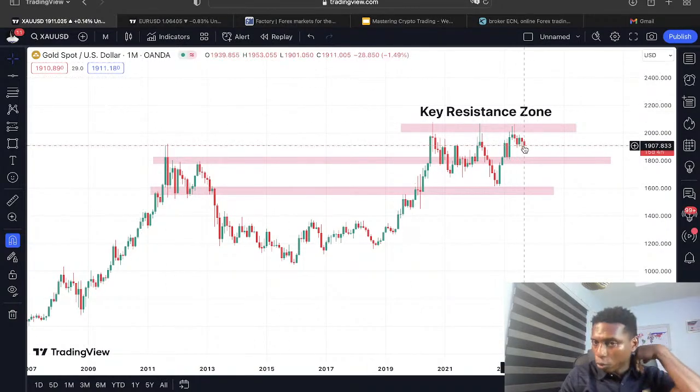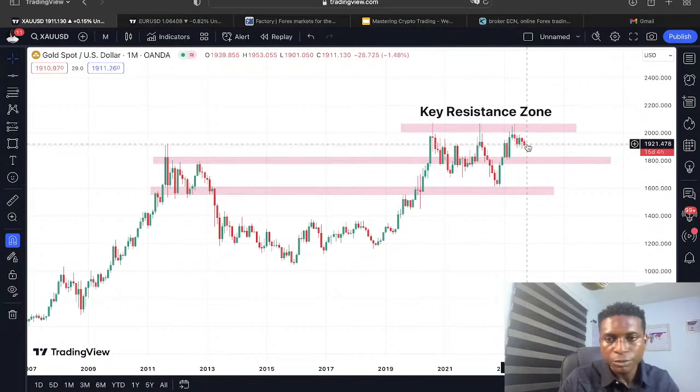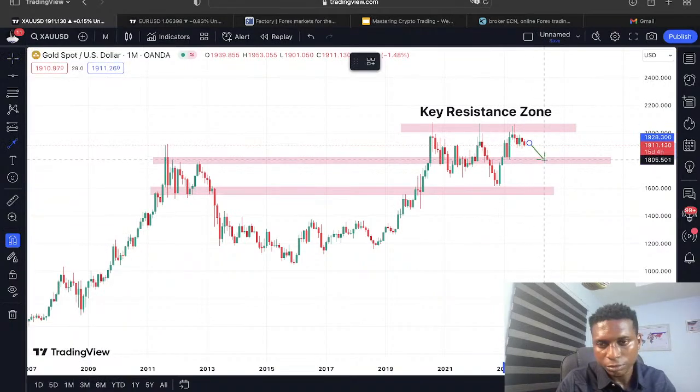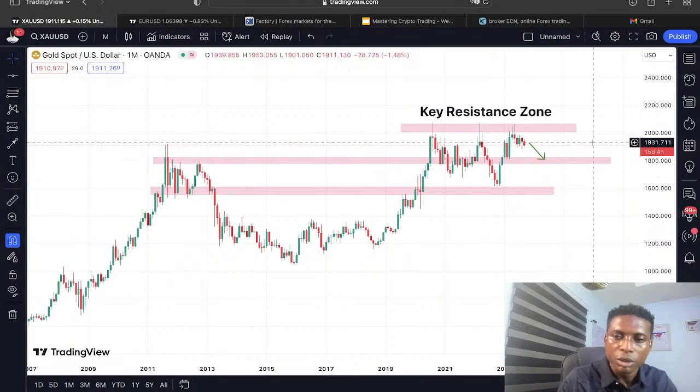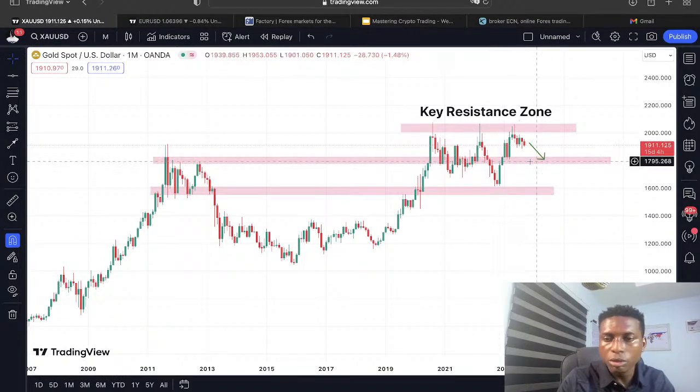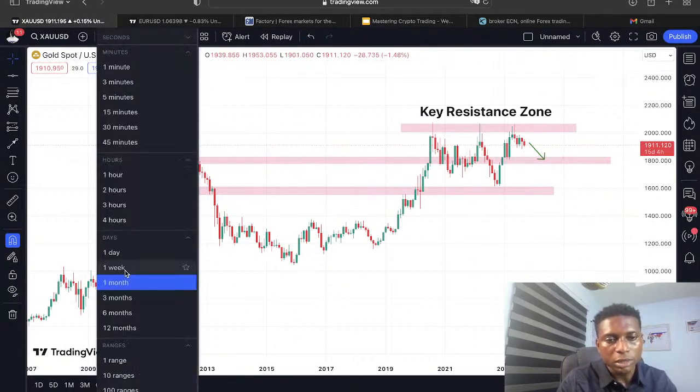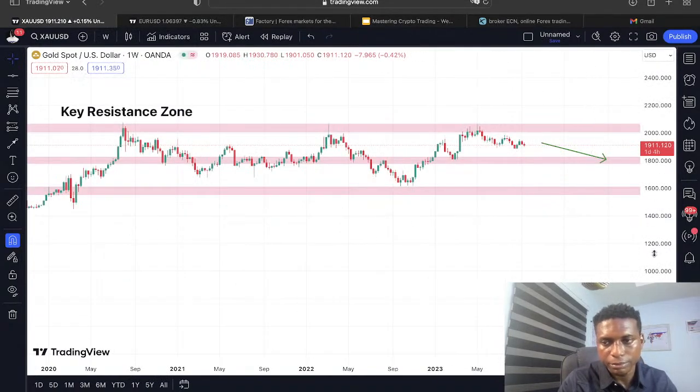So we definitely can see a sell projection on gold from this level to this level. We can see gold coming to touch the next support level. All right, let's look at the weekly time frame.